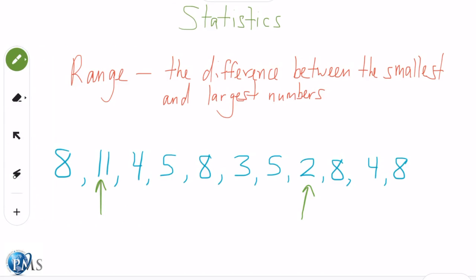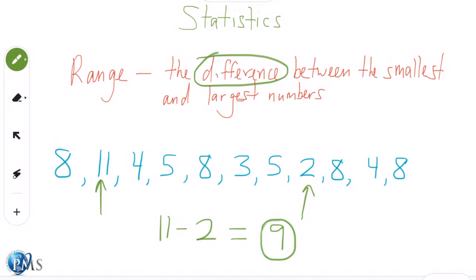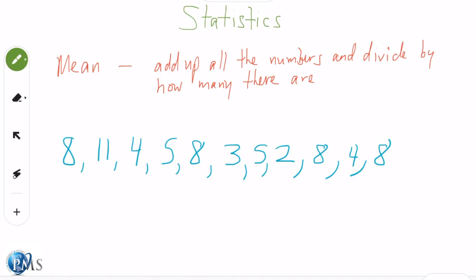All right, so if we want to find the difference between 11 and 2, the smallest and the biggest number, that means we're going to subtract. Okay, so we'll just do 11 minus 2. Remember, the word difference means subtract. And that would give us 9. And that's all we do. That's the range. So the range of these numbers is 9. That just kind of tells us how far apart the smallest number is from the biggest. So that's the range.